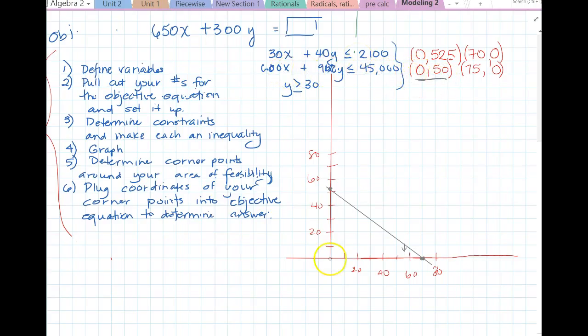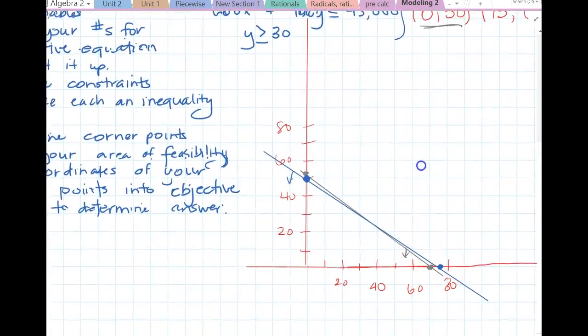When x is 0, the y is 50. Let me get another color. Oh, not red, blue. Okay, so when x is 0, the y is 50, which is right there. And then when x is 75, I'm going to connect those two. And that one graphs down, and man, they're really close right there. So now, let me blow that up.